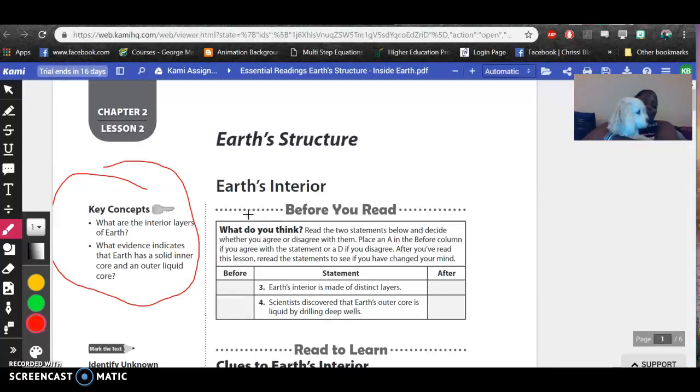Okay, so before you read, what do you think? Read the two statements below and decide whether you agree or disagree with them. Place an A in the before column if you agree with a statement, or a D if you disagree. After you read this lesson, reread the statements to see if you have changed your mind.